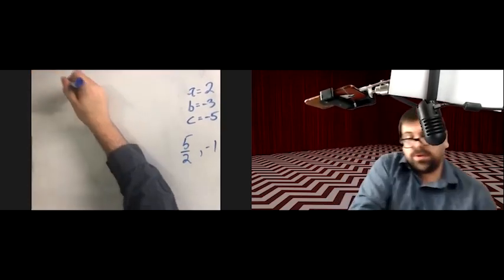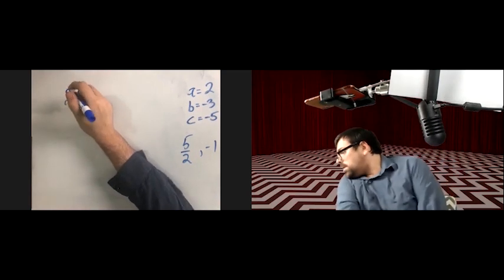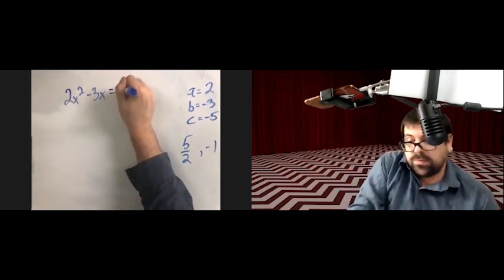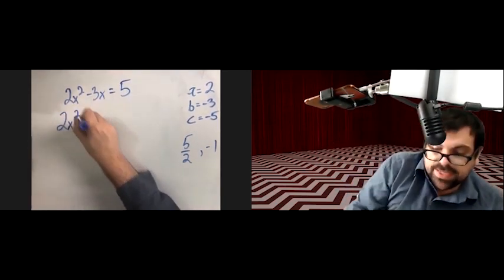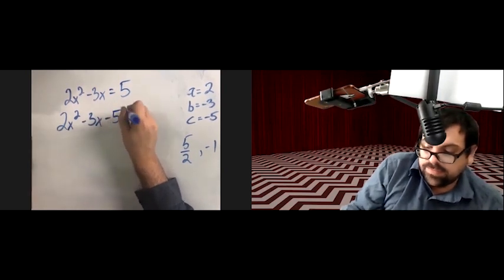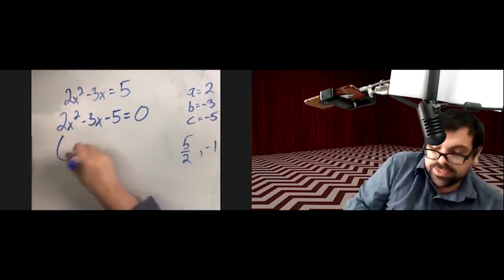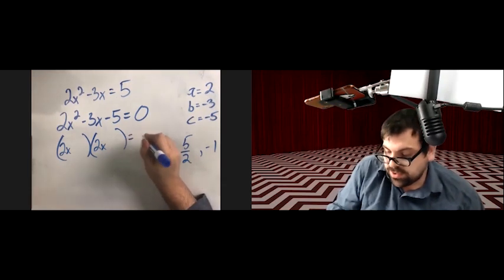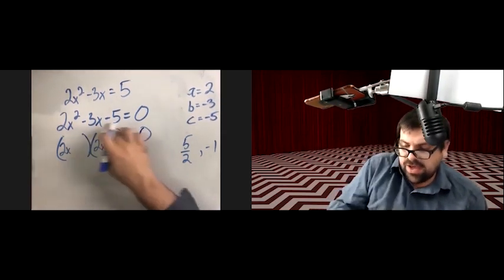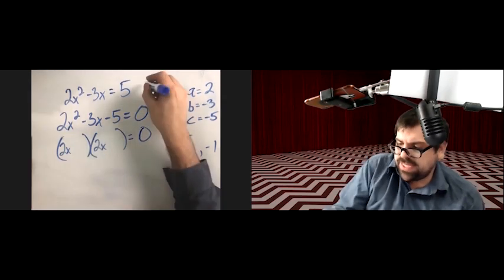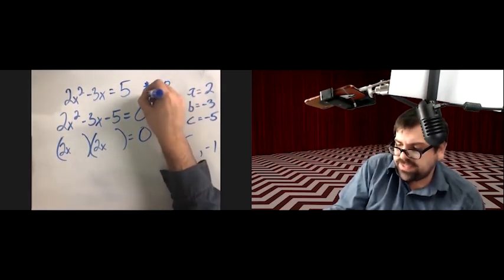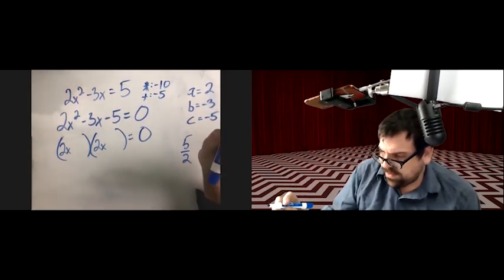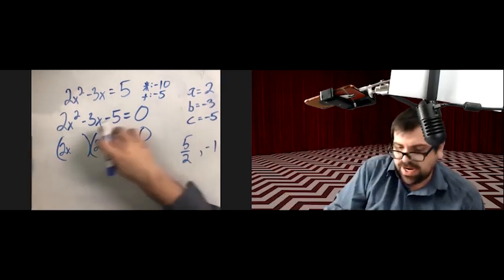We did the same problem. 2x squared minus 3x equals 5. Everything on one side, 0 on the other. Factor and solve. Airplane method, a 2x squared expresses as a 2x and a 2x. -5 times +2, that's -10. Numbers that multiply to -10 and add to -5. Or sorry, add to -3.